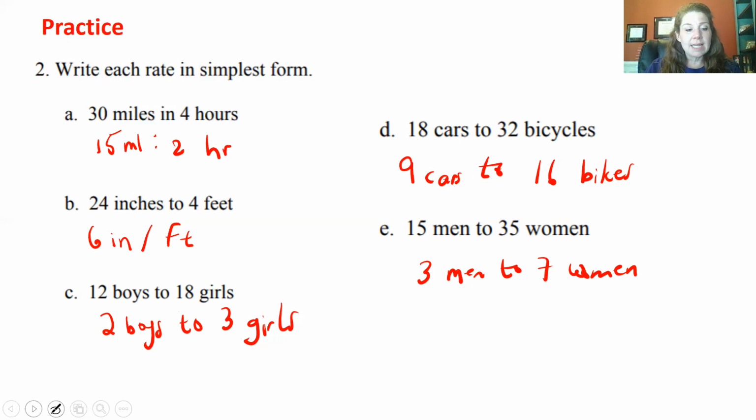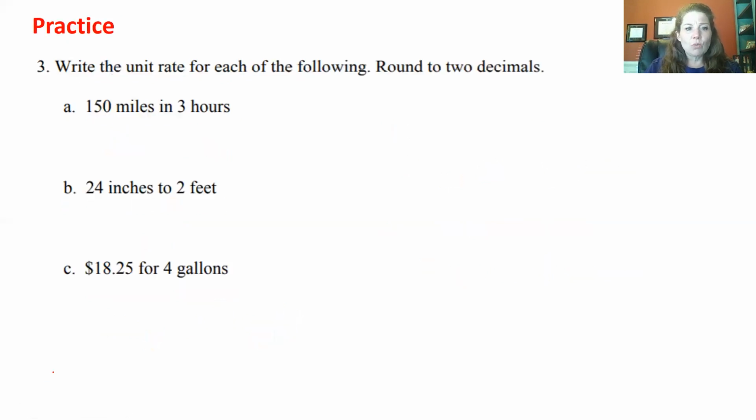All right, one more slide. Let's see. Write the unit rate in each of the following, round to 2 decimal places. So this is what we want to find out. How fast can we go per hour? Letter B, how many inches per foot? Letter C, how much per gallon?